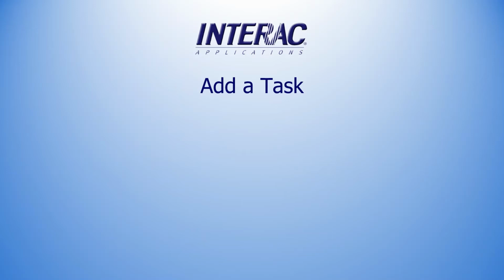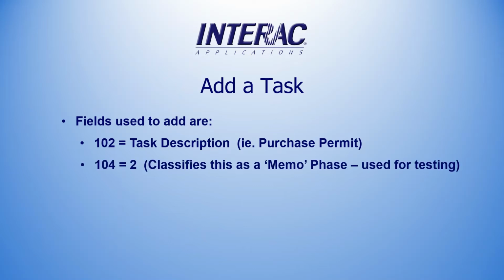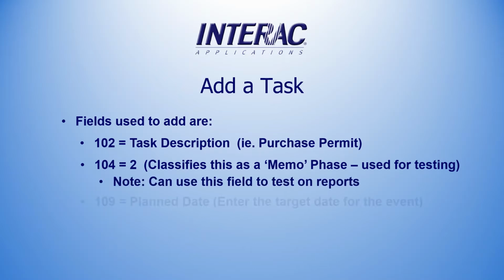To add a task, we utilize certain fields. These are 102 for the task description, such as purchase permit. 104 we set to a 2, and that classifies this as a memo phase rather than its default standard phase in Interac. We might use this for testing on reports. 109 is our plan date, and here we put the target date in for the event.